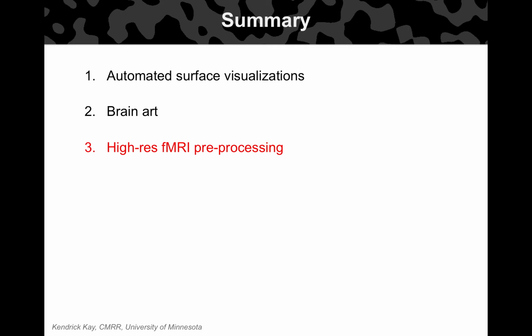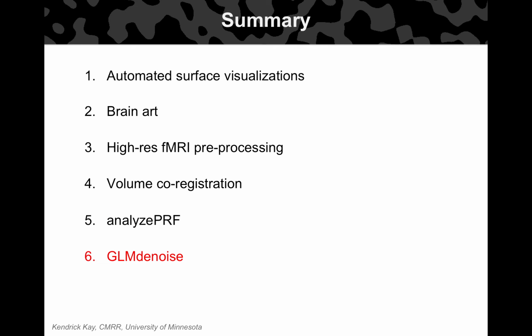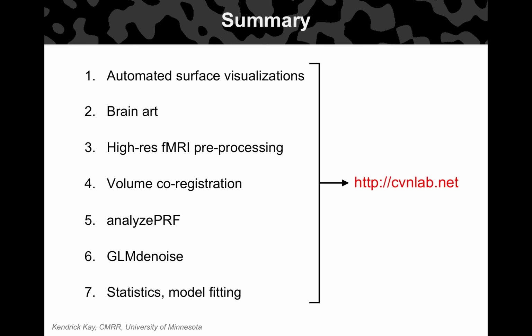A preview of the kind of high-res pre-processing approach we take. This volume co-registration tool, which is pretty straightforward. This stimulus response or parametric model fitting applied to fMRI data type code. Some GLM-oriented task fMRI denoising algorithm and code. And statistical simulations, which I think are nice and easy.